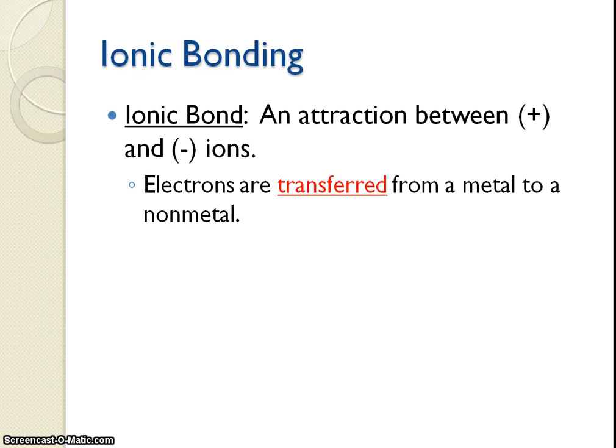And they're always going to go from a metal, because metals need to lose their electrons, to a nonmetal, because nonmetals need to gain their electrons. So it's a relationship between metals and nonmetals where the electrons are transferred. Once they're transferred, now the metals are positive and the nonmetals are negative, and so they're going to stick together.